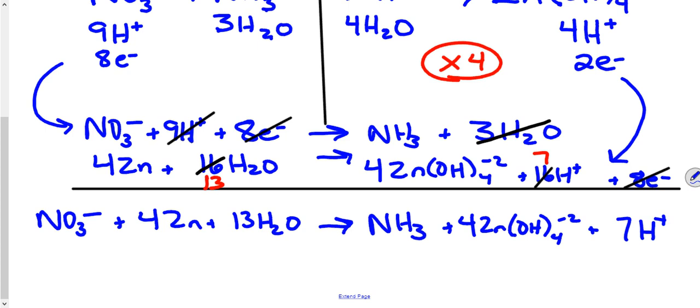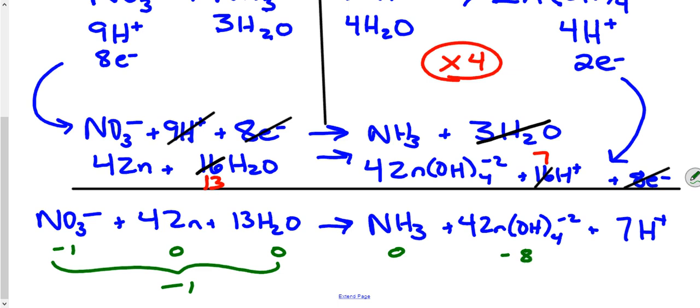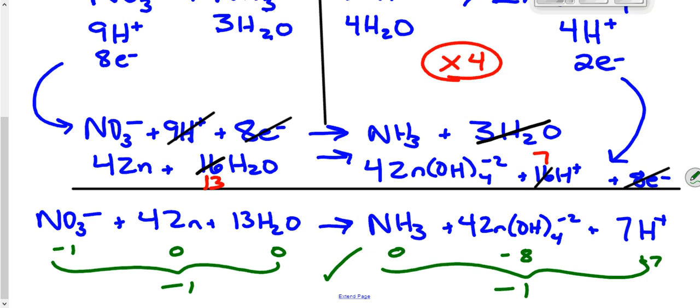This is a great place to check before we go on. I have -1 from the nitrate. I have 0 from the zinc and 0 from the waters, so I'm at -1 so far. I've got 0 from the ammonia. I've got 4 groups of -2 is -8 from the zinc hydroxides, and 7 groups of +1 is +7 from the hydrogens. So I'm at -1 after. So far, this reaction balances, and it's important to check because there's no point in going on if we can find a mistake.